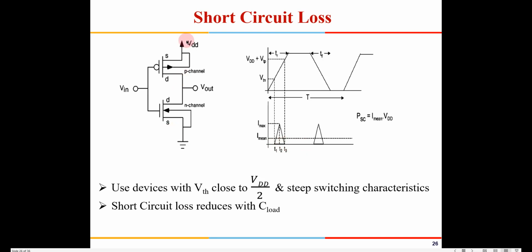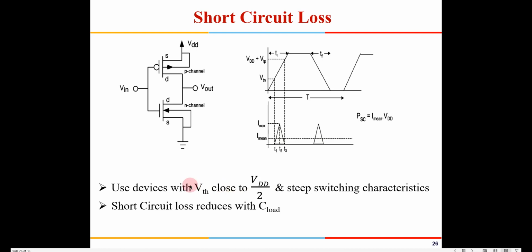Whenever it is making a transition, both these transistors will be on for a short duration of time. The input will not slowly keep going like this. It is just shown in a slow pattern so that you understand the concepts, but the input rise time will be only a few nanoseconds. Even during those few nanoseconds, there will be a spike in current, which could be in nanoamperes, or even in the microamperes range.